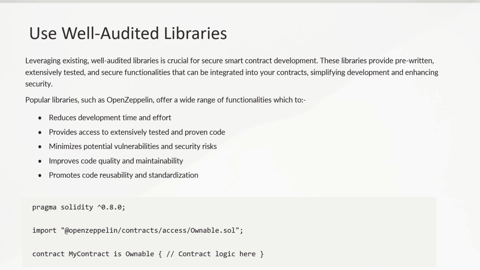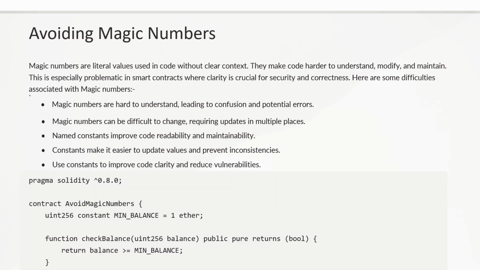Magic numbers are literals used in code without clear context. They make code harder to understand, modify, and maintain. Think of magic numbers as coded messages on the treasure map that are hard to decipher. In smart contracts, magic numbers can obscure the code's functionality and increase the risk of error. Let's look into this through this example code snippet.